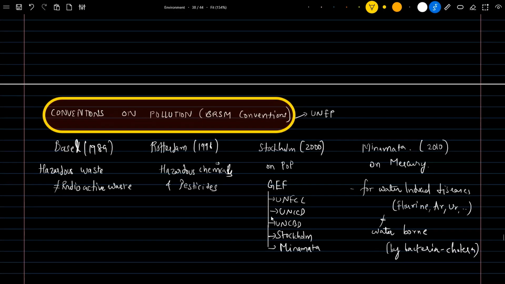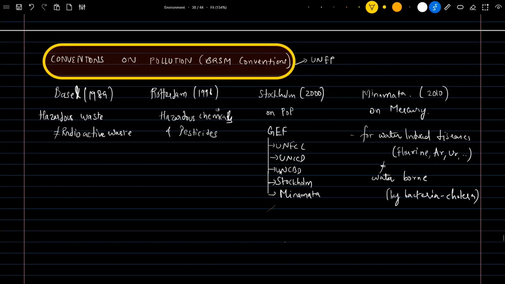Now coming to the conventions on pollution. At the international level, by UNEP, the United Nations Environment Programme, there are majorly 4 conventions which are popularly called the BRSM conventions. The first one is the Basel Convention. The Basel Convention is related to hazardous waste. The major point is it does not include any radioactive waste. Even though radioactive waste is hazardous, it is not included in the Basel Convention.